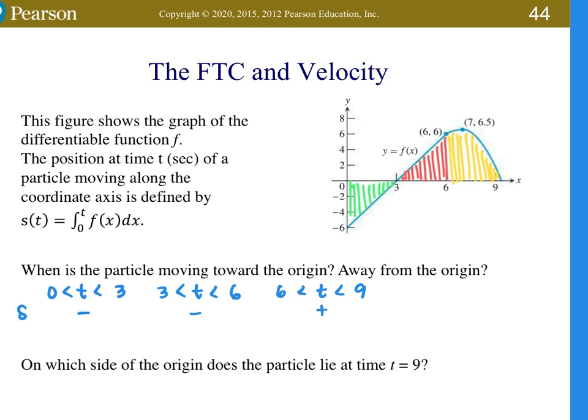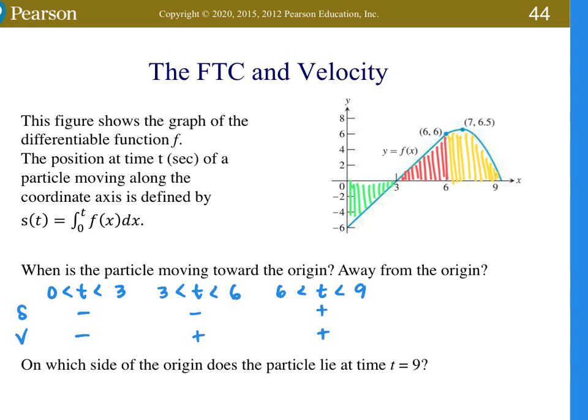Now we've got to compare that to the velocity. The velocity are the y values of the graph. So between 0 and 3, the y values are negative. Between 3 and 6, the y values are positive. And between 6 and 9, the y values are positive.